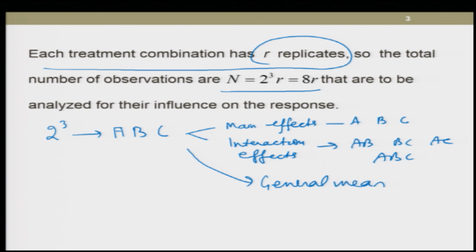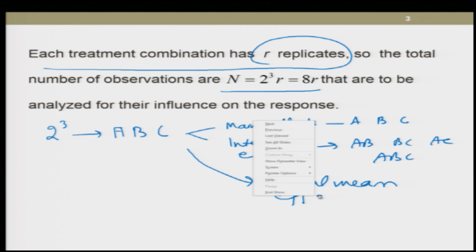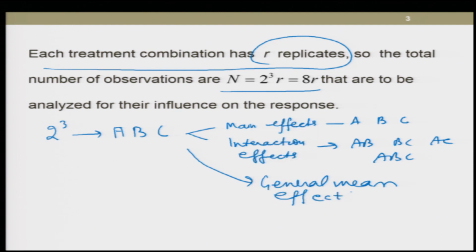So now you can see that in the case of 2 square factorial experiment, we had to compute A, B and AB along with the general mean effect using 4 observations, but in the case of 2q factorial experiment, I have to estimate the main effects A, B and C, the interaction effects AB, BC, AC and ABC along with the general mean effect using linear combinations of 8 observations.